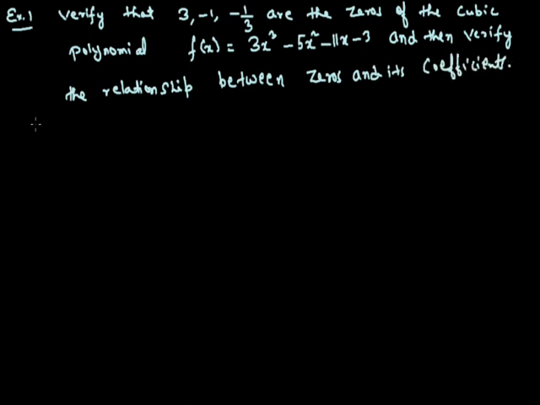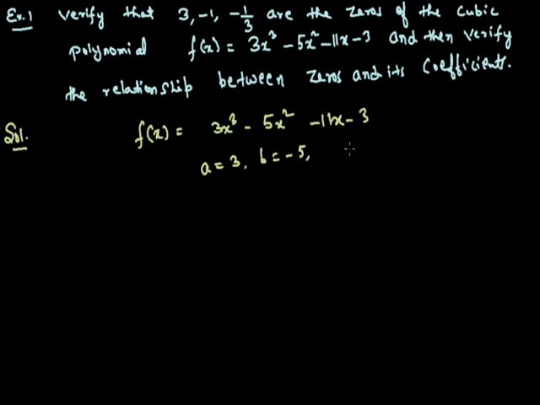So solution for this: f(x) equal to 3x cube minus 5x square minus 11x minus 3. If we compare with f(x) equal to ax cube plus bx square plus cx plus d, the coefficient of x cube is a, so a equal to 3, b equal to minus 5, c equal to minus 11 and d equal to minus 3.